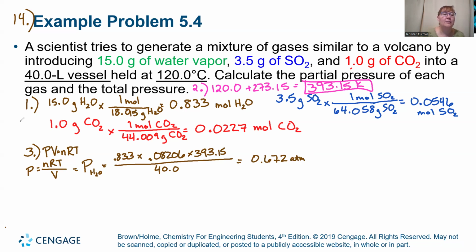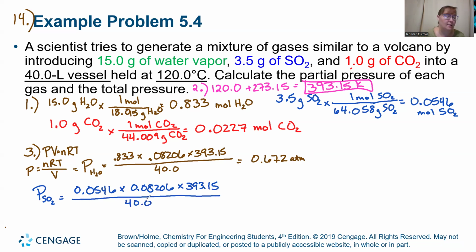Then we're going to find the pressure of our SO2, and we use that number of moles. So we have 0.0546 times 0.08206 times 393.15 divided by 40. A lot of this is going to be exactly the same for each one. In these last ones we only have 2 significant figures, so that will give us 0.044 atmospheres for our SO2. And I'll clarify that the previous one is for our H2O.